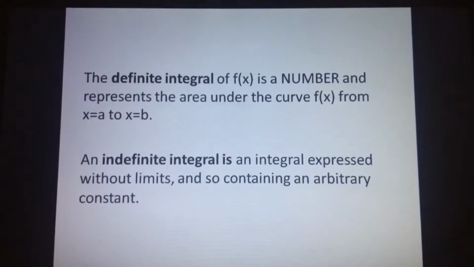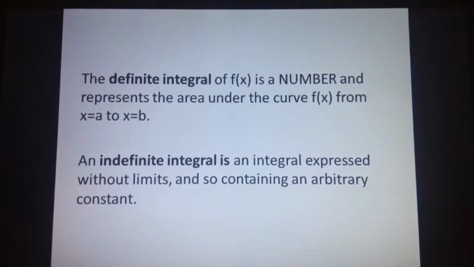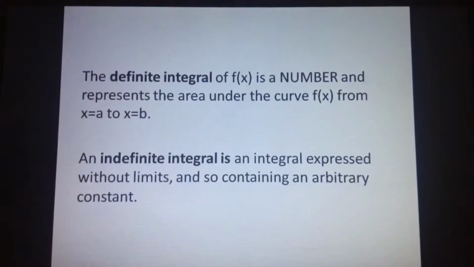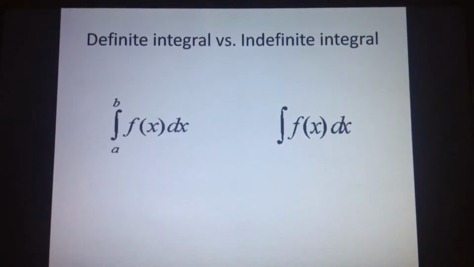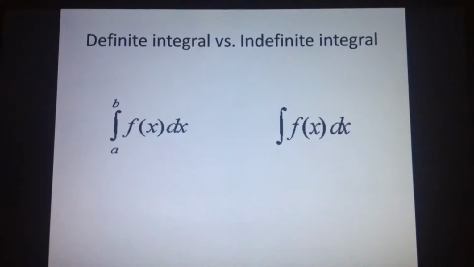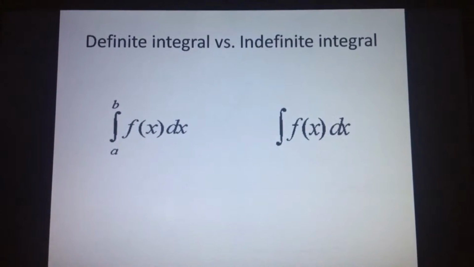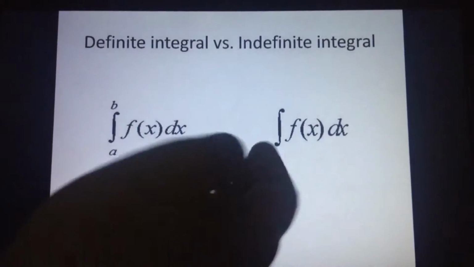Here are their definitions. The definite integral of f of x is a number and represents the area under the curve f of x from x is equal to a to x is equal to b. An indefinite integral is an integral expressed without limits and so containing an arbitrary constant. In short, definite and indefinite integrals look like this. In comparison, you see that definite integrals have limits, which refers to as a and b, while indefinite integrals have none.